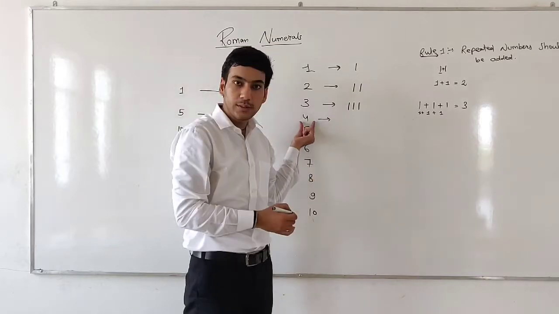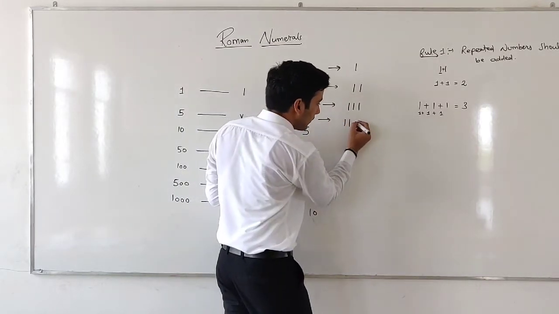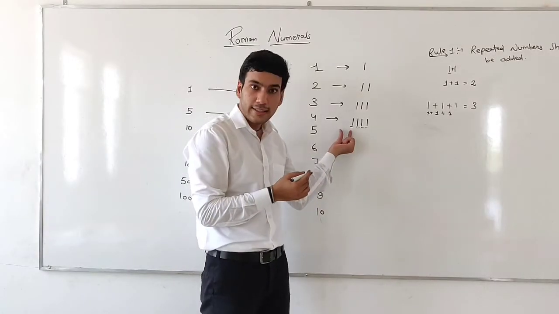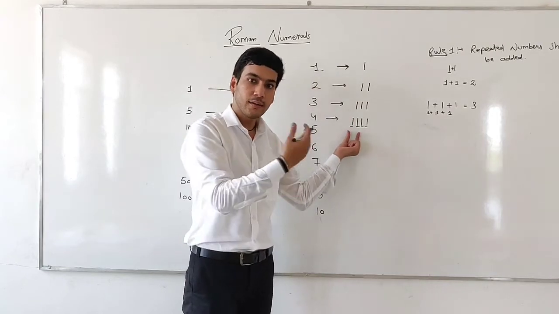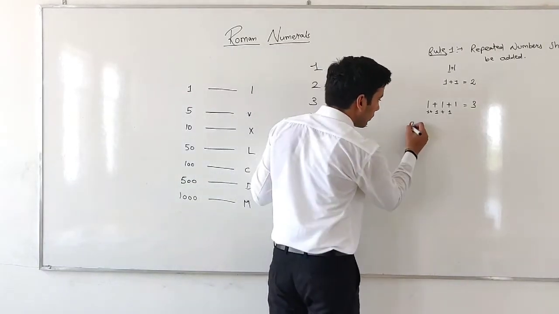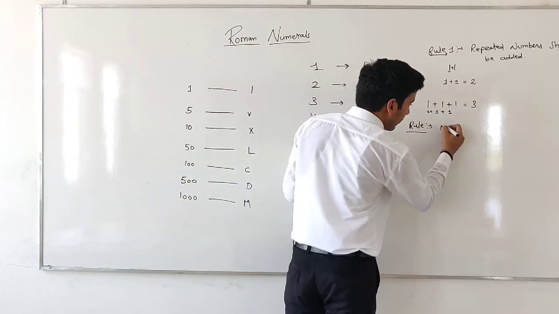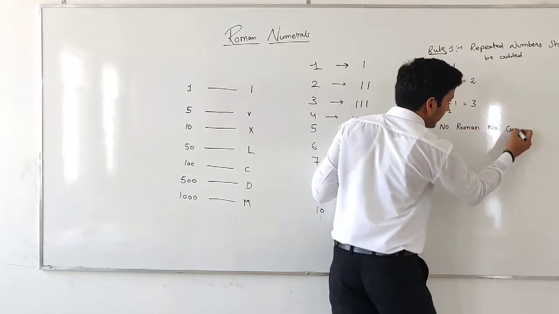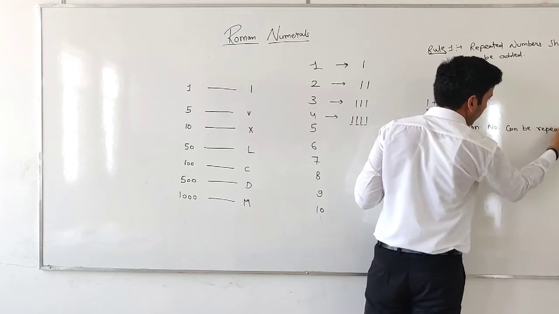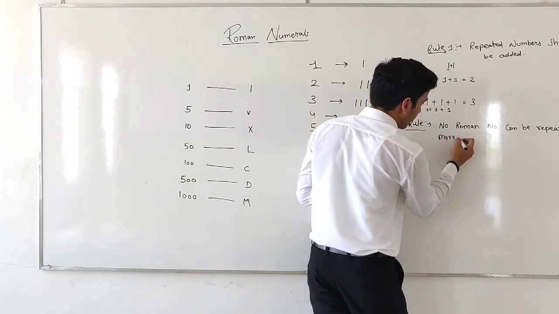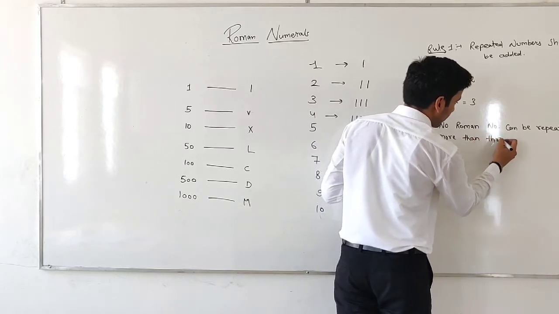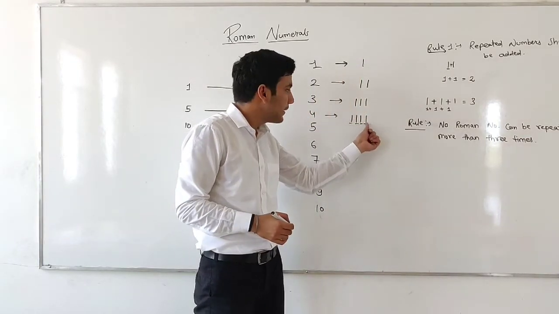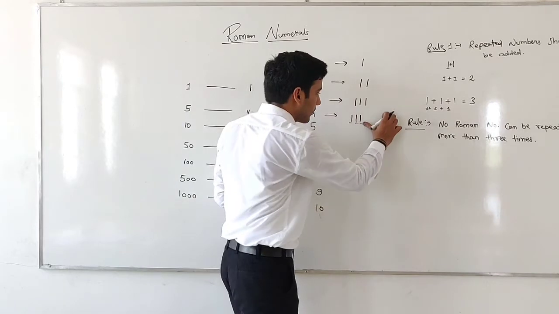Next, what is the Roman symbol for 4? IIII. Is this right? No, this is wrong. There is a rule that no Roman number can be repeated more than 3 times. So what is the rule? That no Roman number can be repeated more than 3 times. But here we repeat I 4 times, so this is wrong.